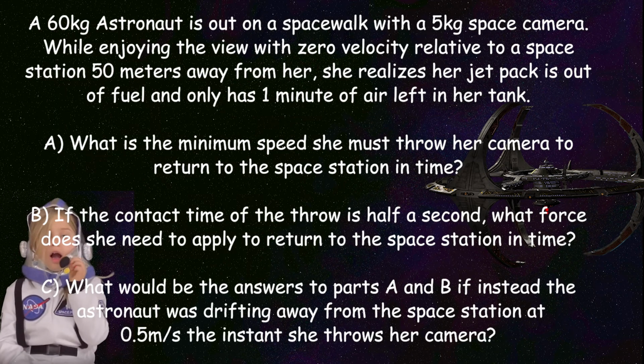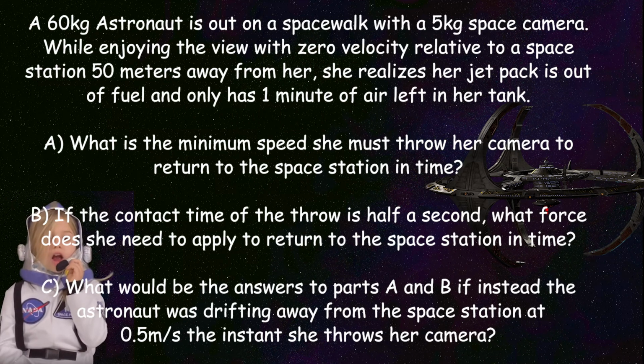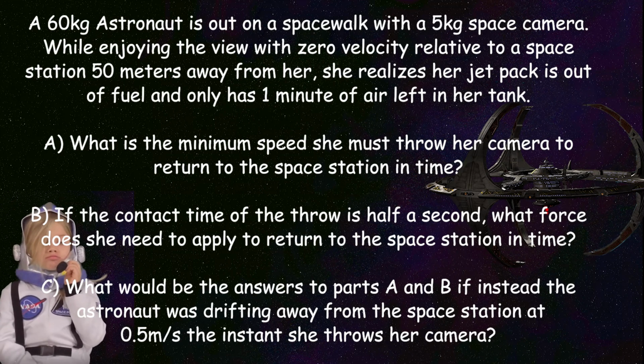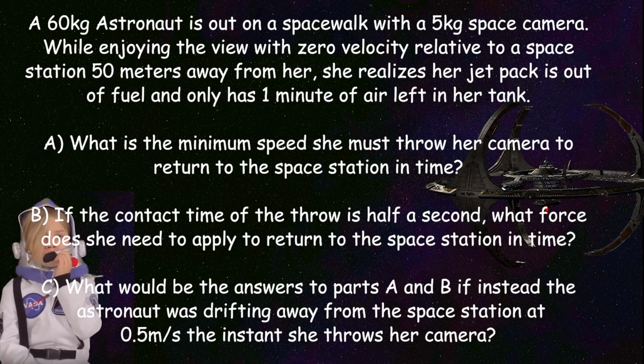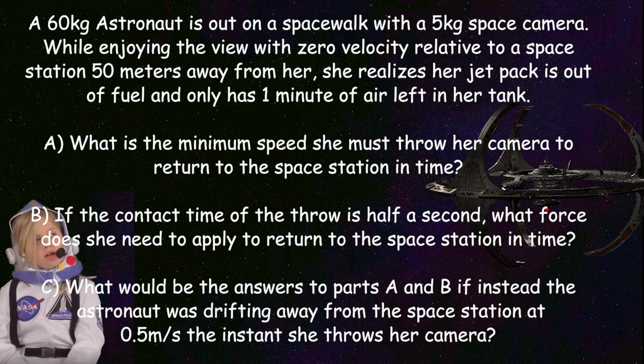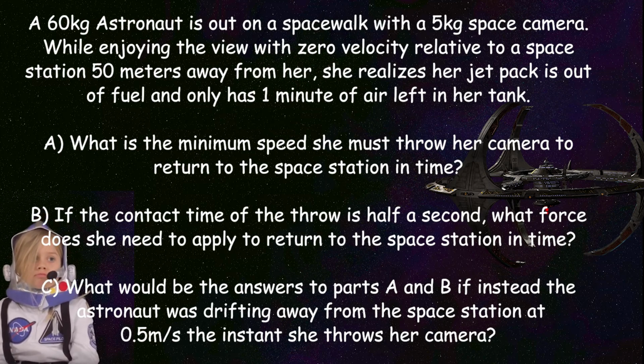And part C, what would be the answers to parts A and B if instead the astronaut was drifting away from the space station at half a meter per second the instant she throws her camera? Part A, I recommend re-walking through the derivation from this video to see if you can solve this problem from scratch on your own, if only given the relationship that force is equal to mass multiplied by acceleration and momentum is equal to mass multiplied by velocity.